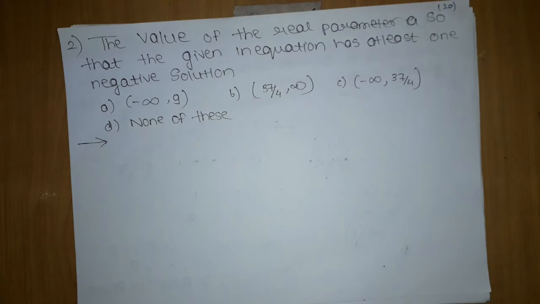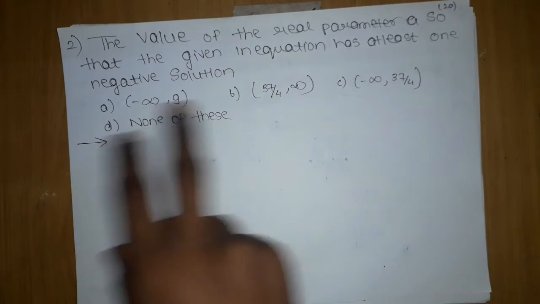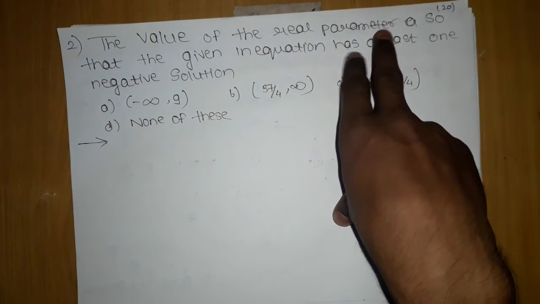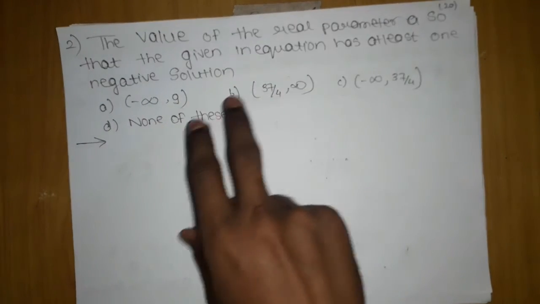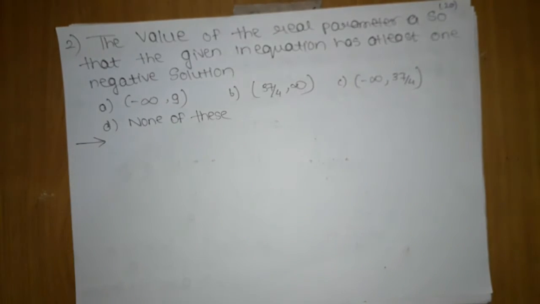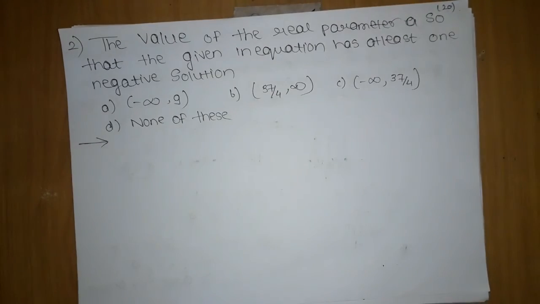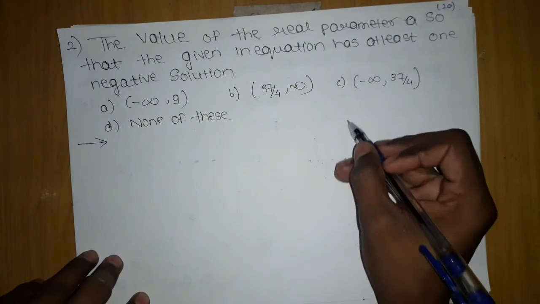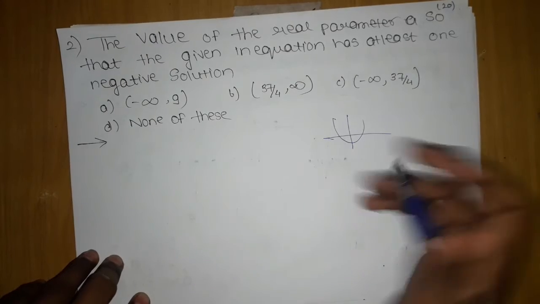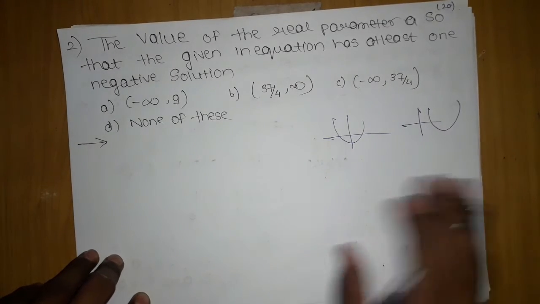So be alert, okay. Now I have told this because many students don't know this stuff. The value of the real parameter a, so that the given inequation has at least one negative solution, okay. Now again they have just twisted the question. In JEE Advanced we should understand what we are doing. Just see, in the previous problem we took this case, okay. Further we took this case, right?